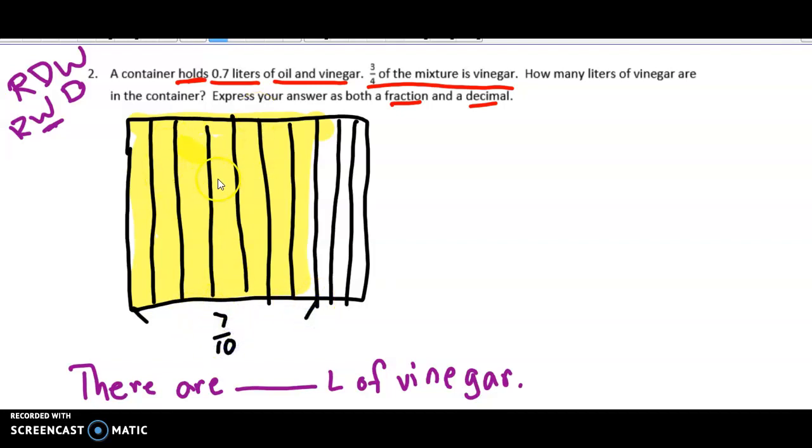But I don't want all 7/10. 3/4 of the mixture is vinegar. So I'm going to then decompose this into 3/4. There's my 4 parts. I only want 3 of them. 1, 2, 3.